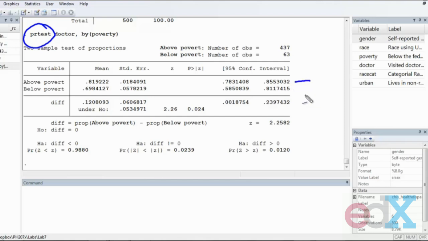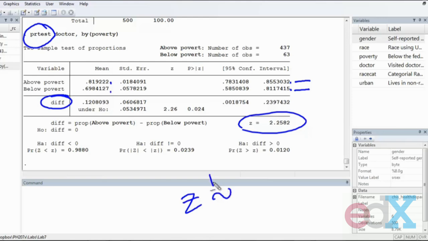It gives us information for above poverty line and below poverty line, gives you the mean, as well as a confidence interval. And it also gives you the mean and confidence interval for the difference in proportions. For the hypothesis test, we would want to know the test statistic, which is Z. It's equal to about 2.3.